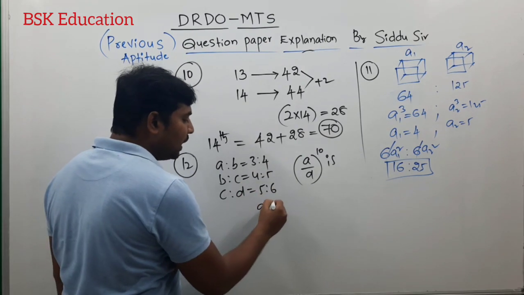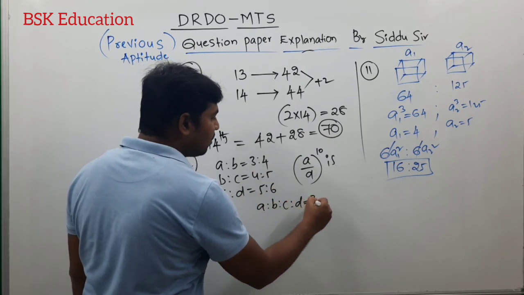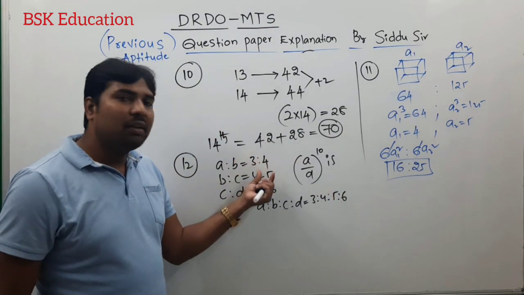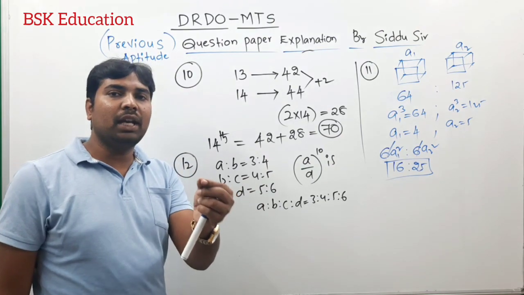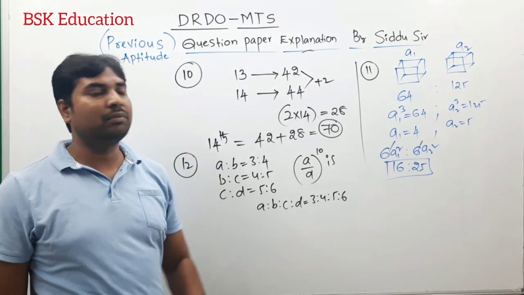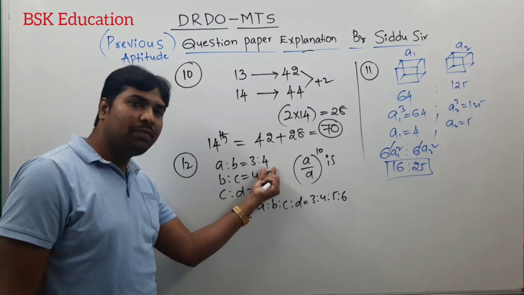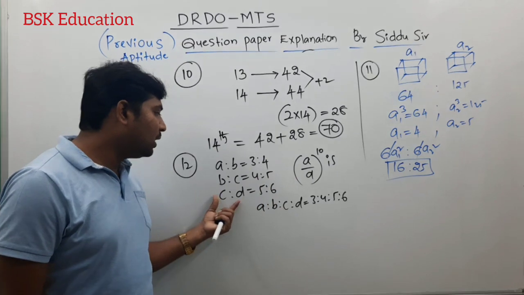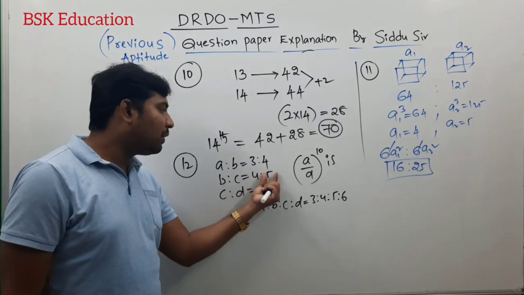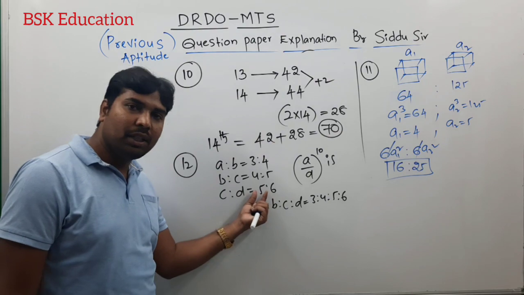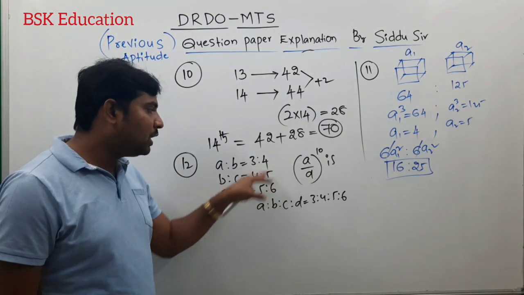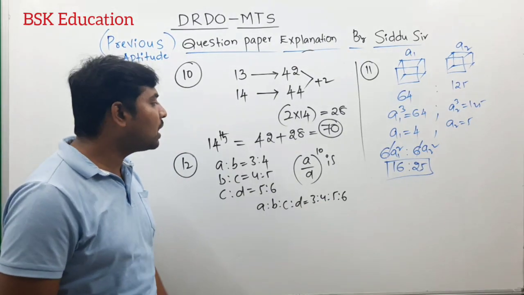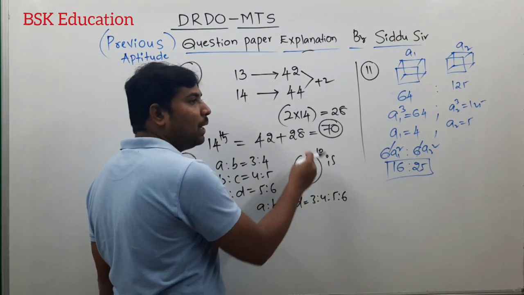So nothing but simple. A is to B is to C is to D is equal to 3 is to 4 is to 5 is to 6. If the B values are equal in the two ratios, take only one value. So A is to B is 3 is to 4, here B value 4, here B value 4. Take the B value only once: 3 is to 4 is to 5. Here the same thing: B is to C, C is 5, and C is to D, C value is 5. So the comparison of C values cancels. Then A is to B is to C is to D is equal to 3 is to 4 is to 5 is to 6. But here he is asking A by D whole power of 10.